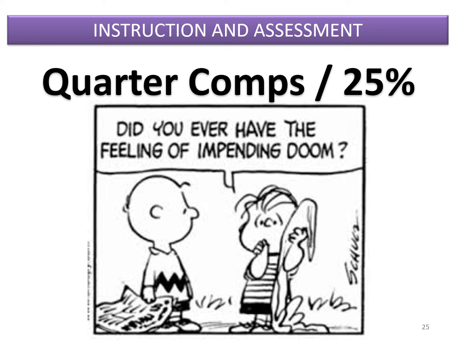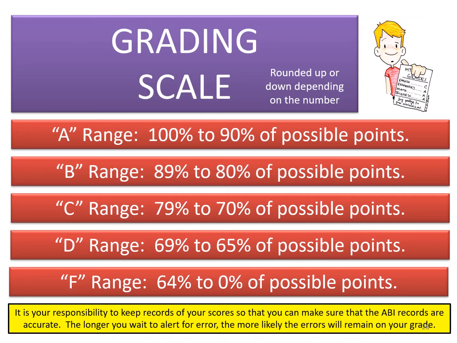The quarter comps are about 25% of your final grade, made up of the material that you had for the quarter. So each individual comp is worth about 12.5% of your grade. You can go down a letter grade if you get a 0 on your comp, but in the end, really, comps won't make or break a grade.